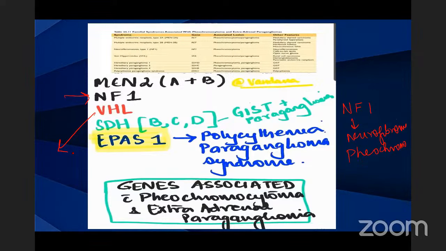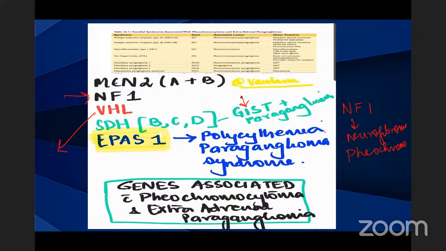Apart from that, remember the enzyme mutation SDH, succinyl dehydrogenase. This is very classically associated with GISTs and paraganglioma. Apart from that, there is a gene called HIF2A (EPAS1). It is associated with polycythemia and paraganglioma syndrome. So these are the syndromes and genes you should be very, very clear with.